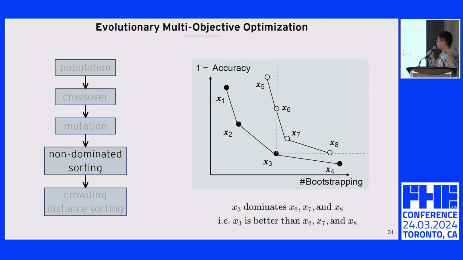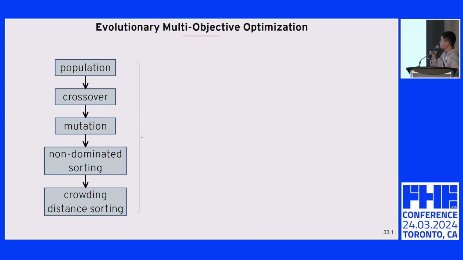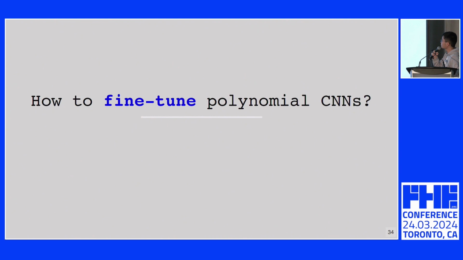Because this is a two-objective optimization problem, we use non-dominated sorting to combine different solutions in terms of two objectives. So crowding distance means that sometimes the solutions may cluster somewhere. So we want these solutions to uniformly distribute over a trade-off. In that case, we can better explore the whole search space. This is called one generation. We repeat the iteration many times until the search is converged or we reach our search budget.